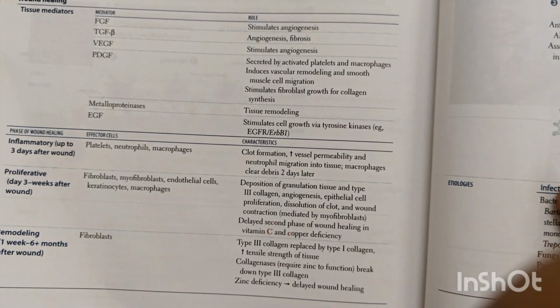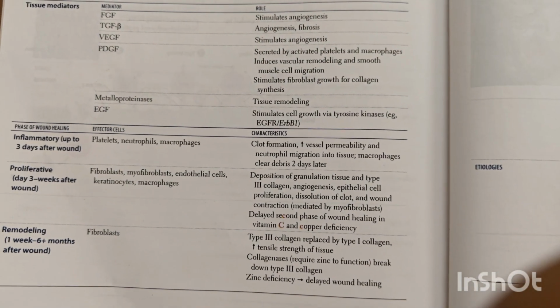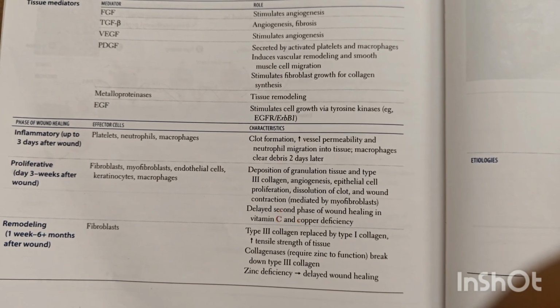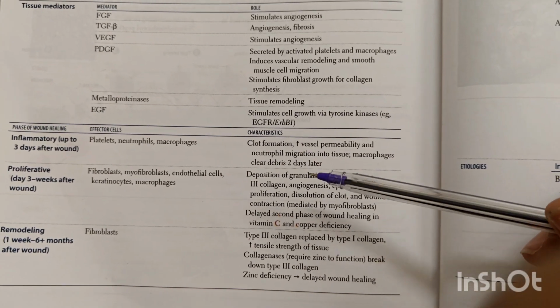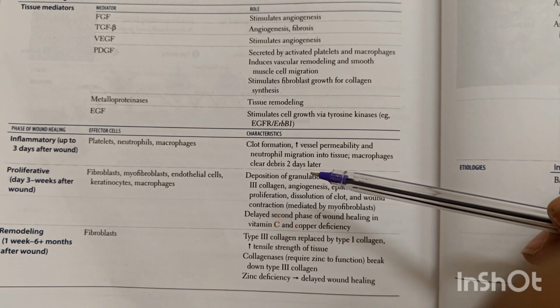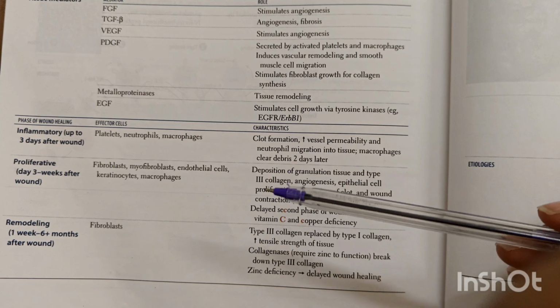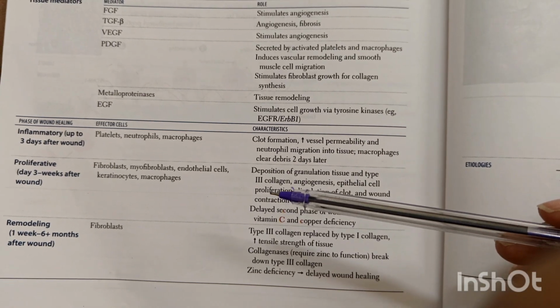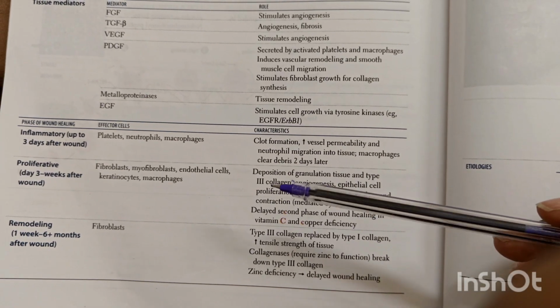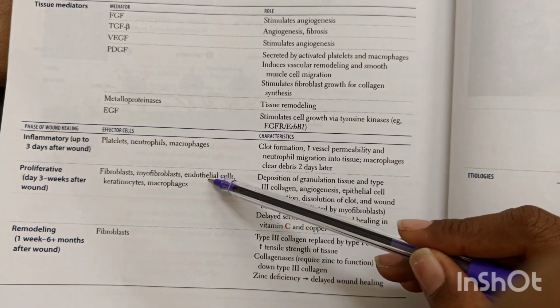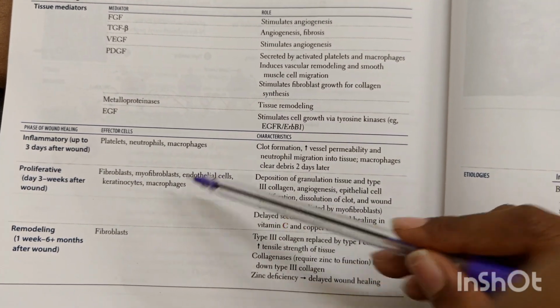So coming to inflammation, up to 3 days after a wound, you will have platelets, neutrophils, and macrophages. The clot will form, vessel permeability will increase, neutrophils will migrate to the tissue, and macrophages will come and clear it out. After 3 days after the wound, you'll get fibroblasts and myofibroblasts. This is forming granulation tissue: fibroblasts, myofibroblasts, capillaries, keratinocytes, macrophages, right?